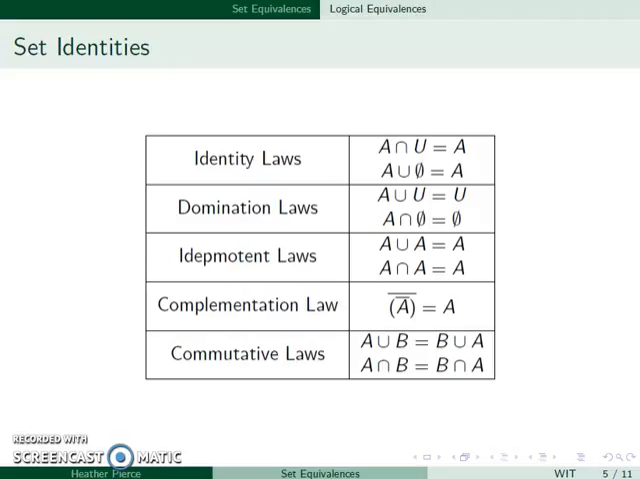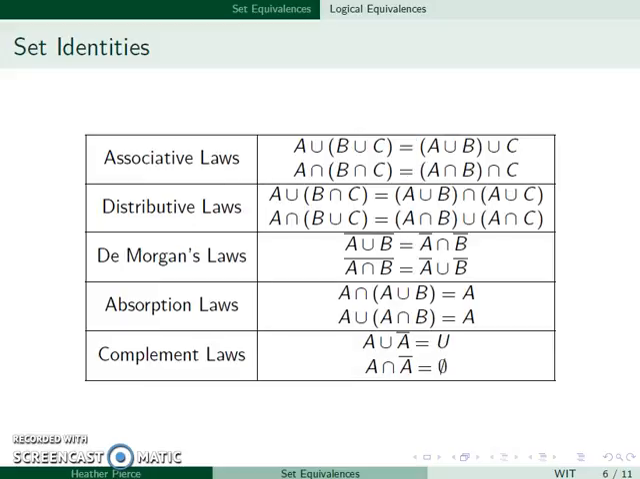For set identities, there are several of the identities. So your identity laws: A intersect U is equal to A, and A union empty set is equal to A. Our domination laws: A union U is equal to U, A intersect the empty set is equal to the empty set. Idempotent laws: A union A is equal to A intersect A is equal to A. Our double complement: A bar bar is just A. Commutative laws: A union B is equal to B union A, and A intersect B is equal to B intersect A.